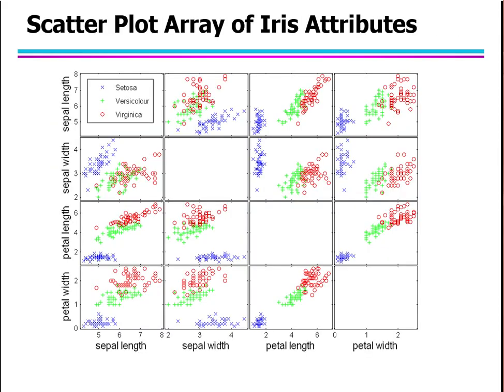Scatter plot array of iris attributes. This slide shows a scatter plot array of the iris dataset. Each cell in the array shows a scatter plot for a pair of attributes, with the diagonal showing the distribution of each individual attribute. This type of visualization allows us to see the relationships between all pairs of attributes in a compact format, making it easy to identify patterns and correlations.